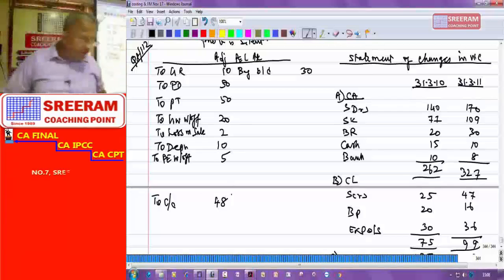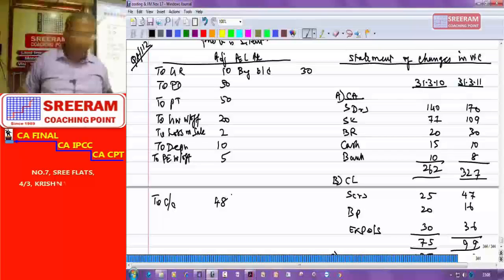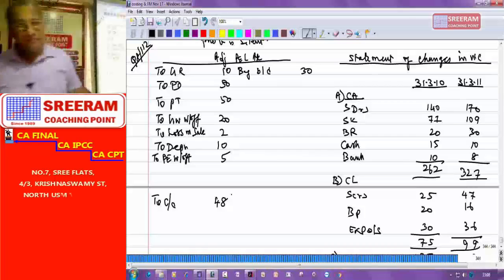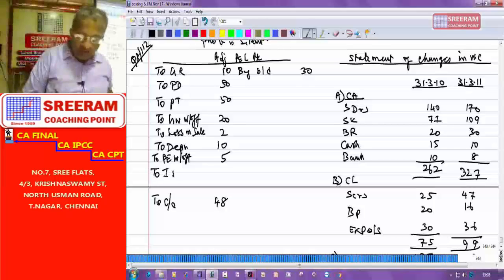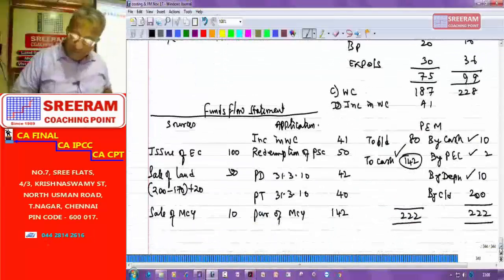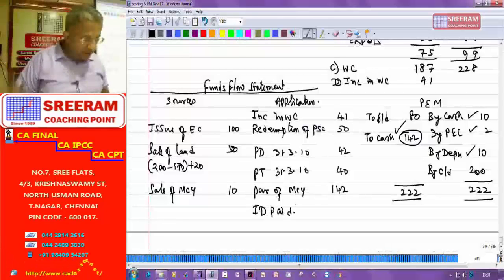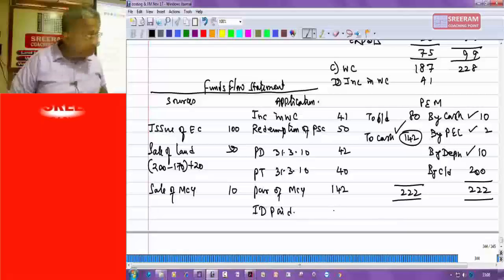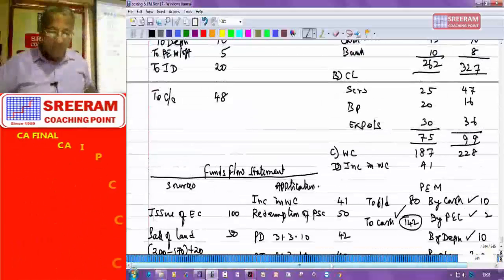An interim dividend of 20,000 has been paid. Interim dividend, is it an item which you consider as operation or investment or financing? Financing. To interim dividend paid. How much is that? 20 and interim dividend paid. 20. Then we were having preference dividend also.